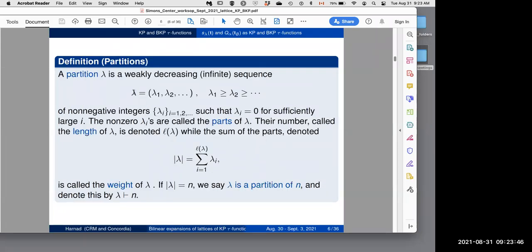And just to recall, a partition is just a weakly decreasing infinite sequence of integers which eventually saturates at 0. And the point at which it saturates at 0, the number of non-zero ones is called the length, and the sum of the lambdas is called the weight.